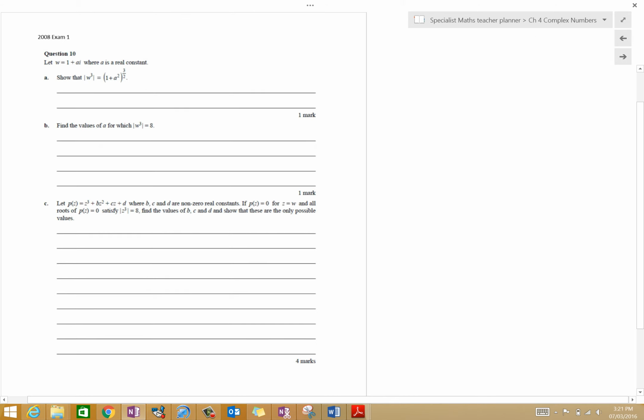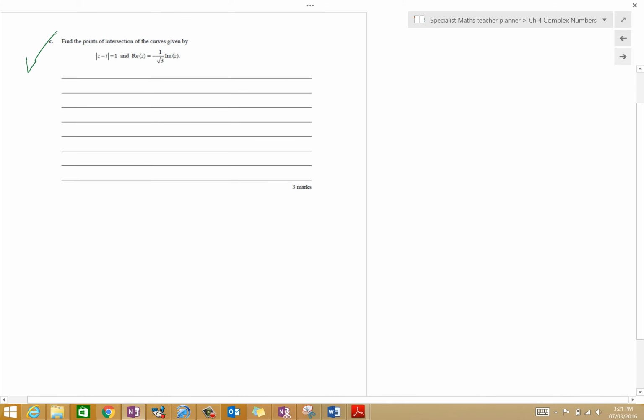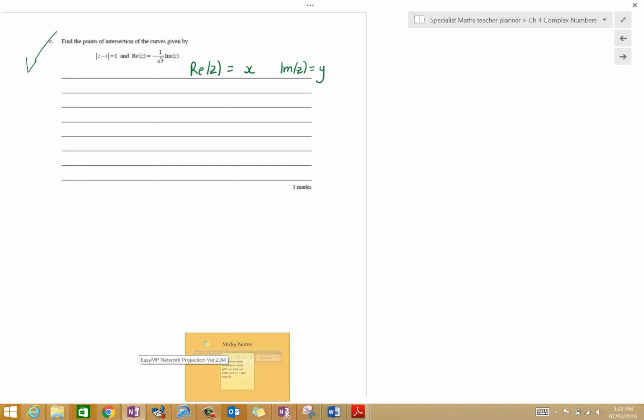Okay, let's repeat the dose and let's have a go at this one here. Find the intersection points of the curves given by this. Now, the one thing before I let you go off and do that. Real of z, what do we know that as? x. Thank you. So that's all we need to replace that with. And the imaginary part of z is equal to y. If you replace real of z and imaginary of z with that, you'll be able to do that. I'll pause it, give yourself a chance to do it.